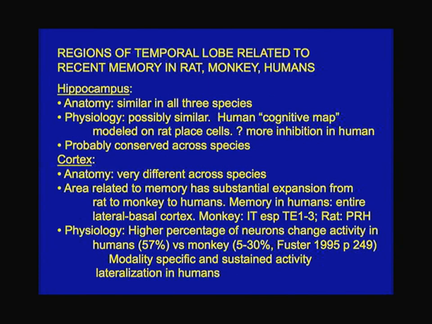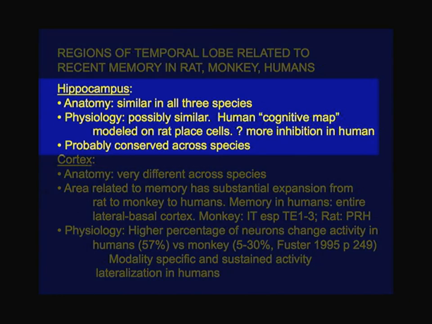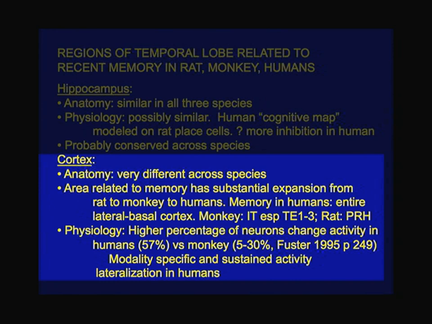So what about rats and monkeys and humans? Well, traditionally, of course, temporal lobe memory performance has been related to hippocampus. That seems pretty similar across the three species. You get deficits in all three species if you lesion the hippocampus, and the anatomy is pretty similar in all three, and it's probably relatively conserved. Cortex, on the other hand, is very different across the three species. The area related to memory is present in rats, monkeys, and humans, but it's very small in the rat. It's larger in the monkey, and it's much larger in the human. Of course, the whole temporal lobe is much larger in the human as well. And if you look at the physiology, you find that there's a higher percentage of neurons changing activity in the human versus that reported in the monkey.